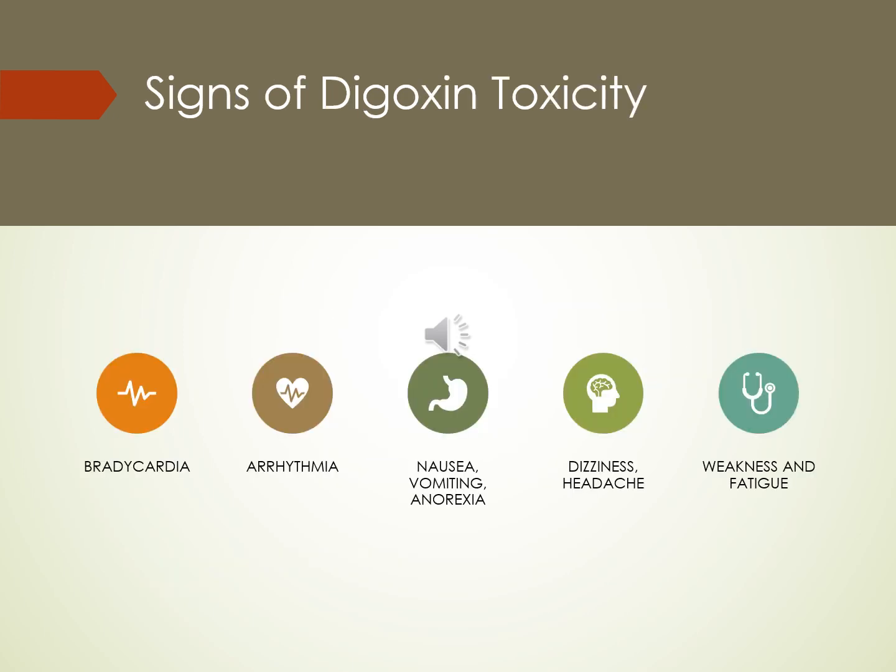Remember, digoxin can be too high, right? So do you remember what some of those signs of digoxin toxicity are? Bradycardia, arrhythmias, nausea, vomiting, anorexia, dizziness, headache, weakness, and fatigue. So what is that normal digoxin level? Do you remember? It's 0.5 to 2 milligrams per milliliter. That's important for you to know.